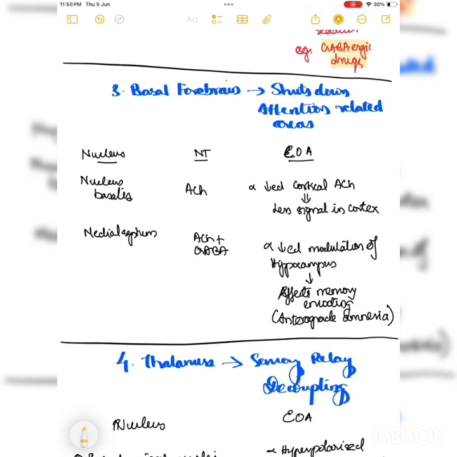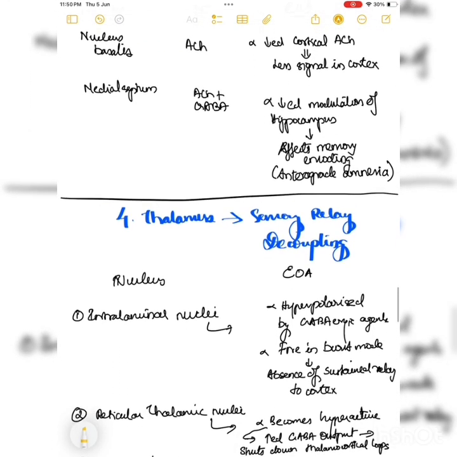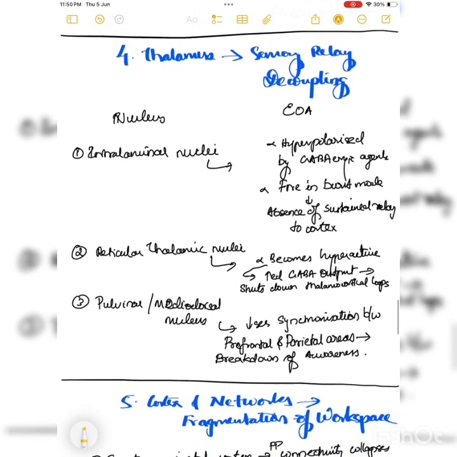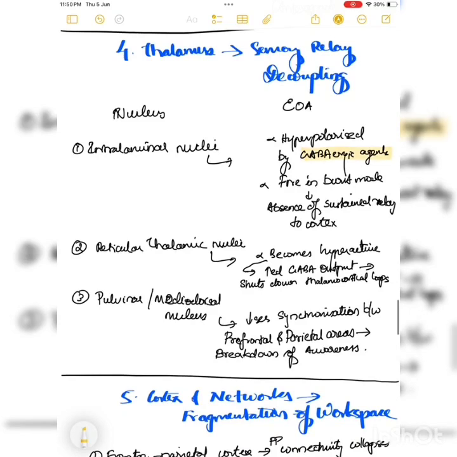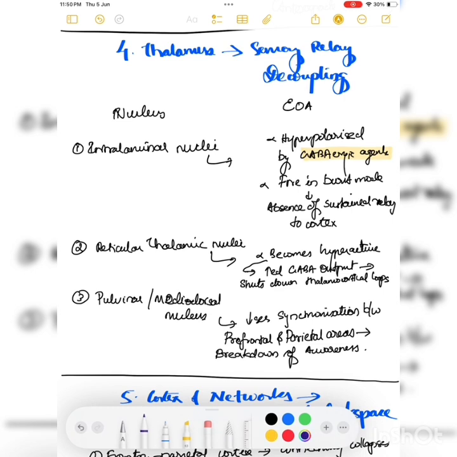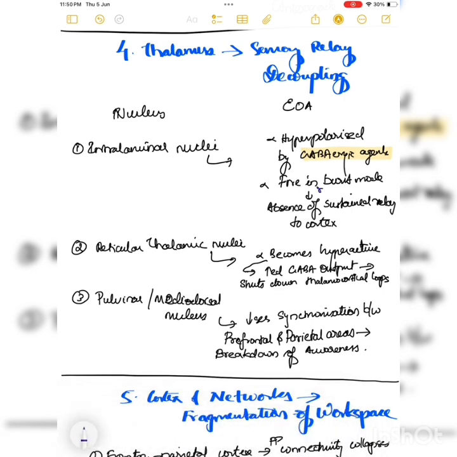Action of anesthetics on thalamus leads to sensory relay decoupling. Nuclei involved are intralaminar nuclei. Effect of anesthesia is hyperpolarization by GABAergic agents. Instead of tonic mode, these nuclei will fire in burst mode. That will lead to absence of sustained relay from thalamus to the cortex. Reticulothalamic nuclei become hyperactive. There is increased GABA output that leads to shutdown of the thalamocortical loops.